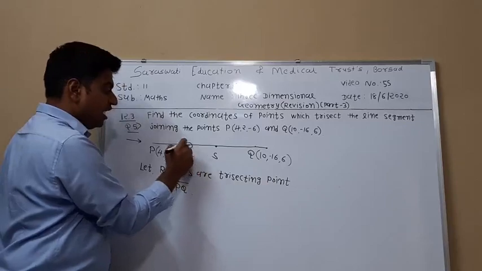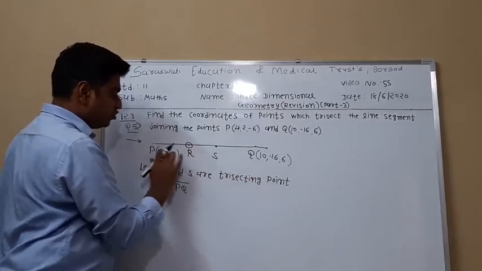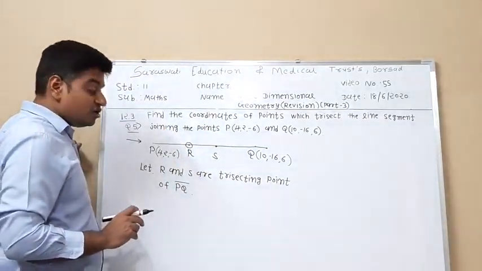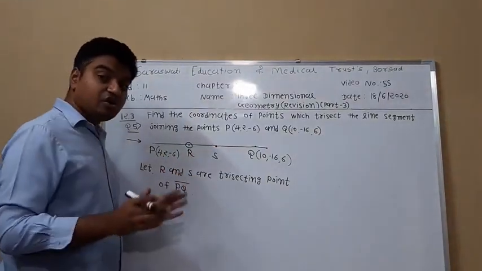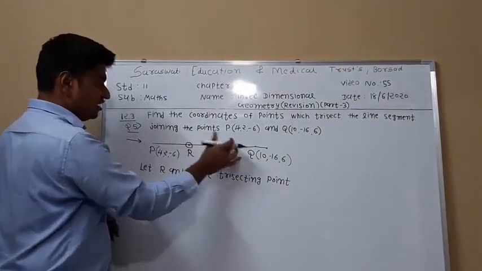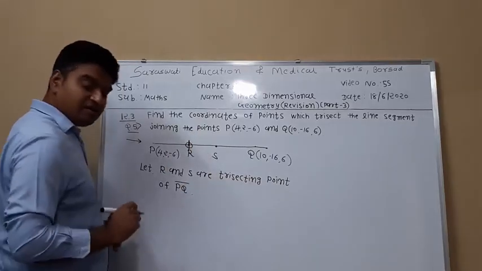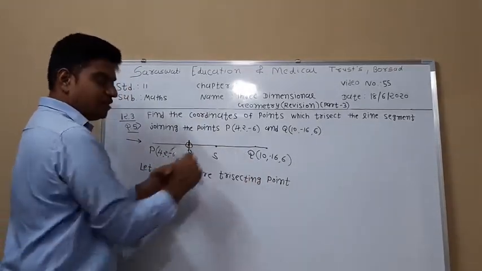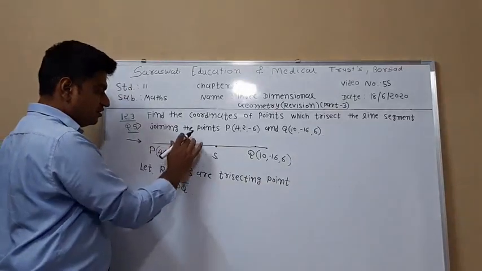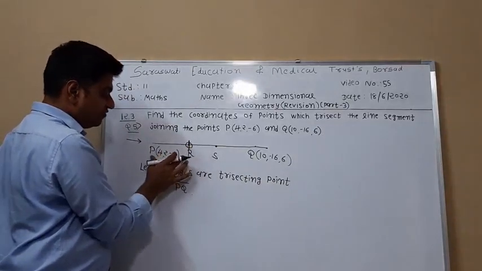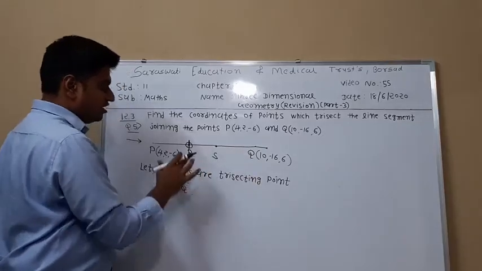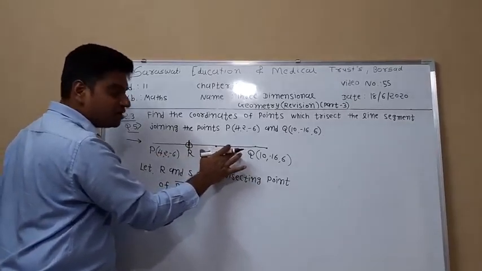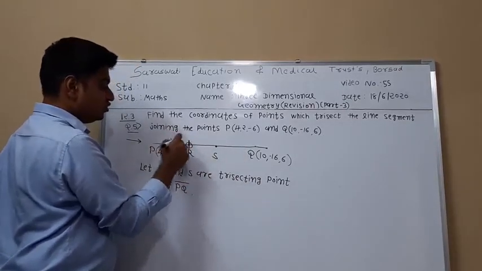So how can we find the coordinates of R? Here R divides line segment PQ from the P side in some ratio, but the ratio is not given in this question. So how can we find the ratio? This line segment is divided at R into 2 parts, PR and RQ. Now all these 3 parts are equal, so we get the ratio PR upon RQ. This portion is one part and RQ is present in 2 parts. So we get the ratio 1:2.